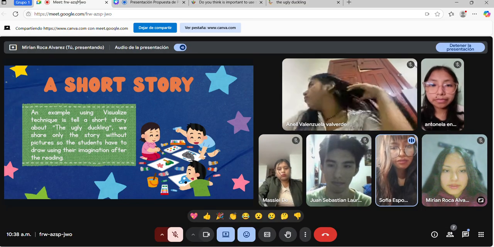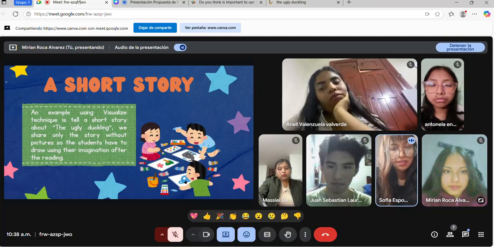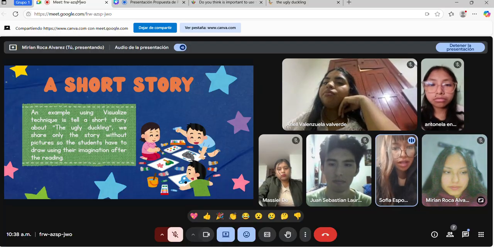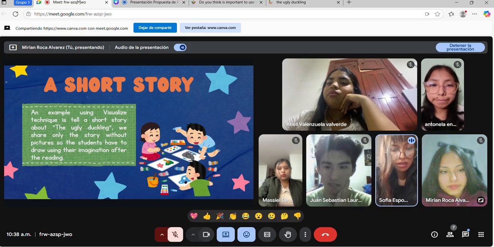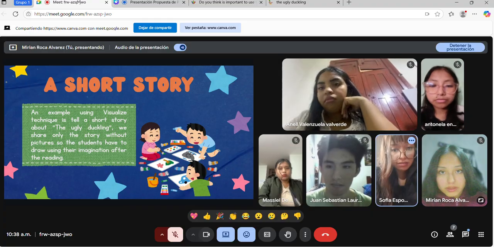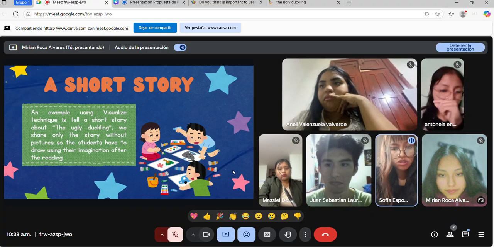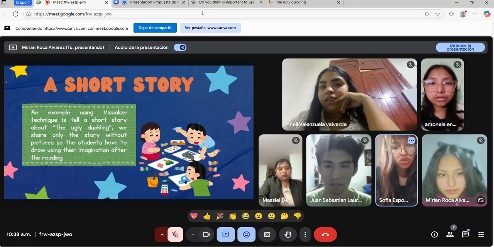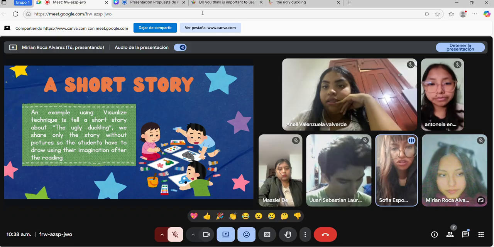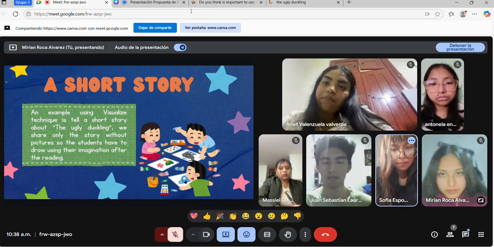Okay, for example, we have a short story. In this example, we are going to use the visualization technique. We tell a short story, in this case about the ugly duckling, and we share only the story without pictures. So the students have to draw using their imagination after the reading.